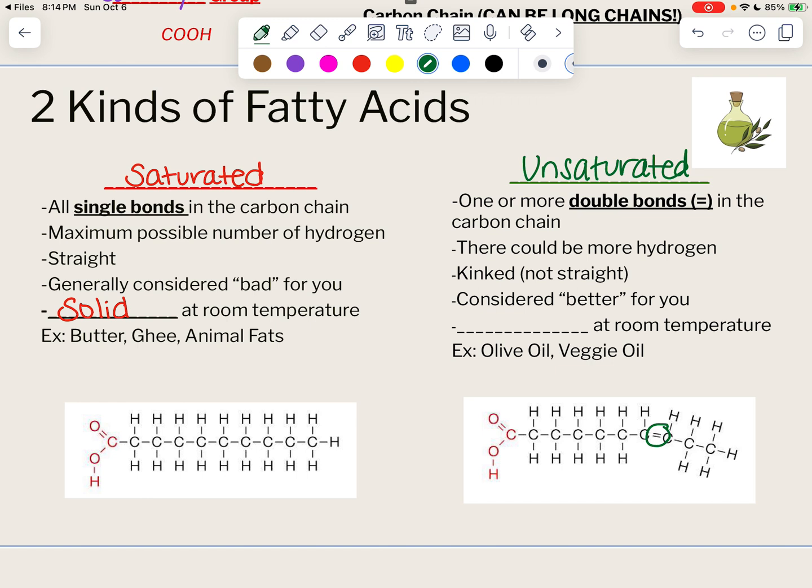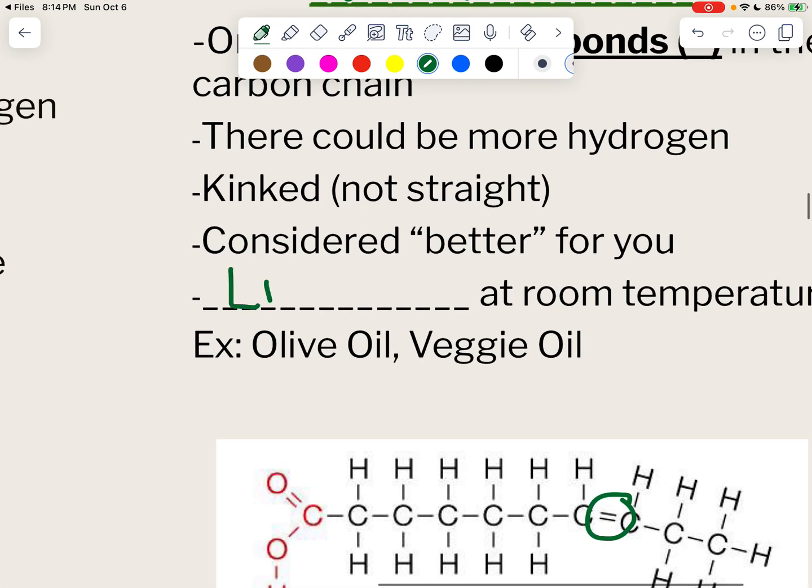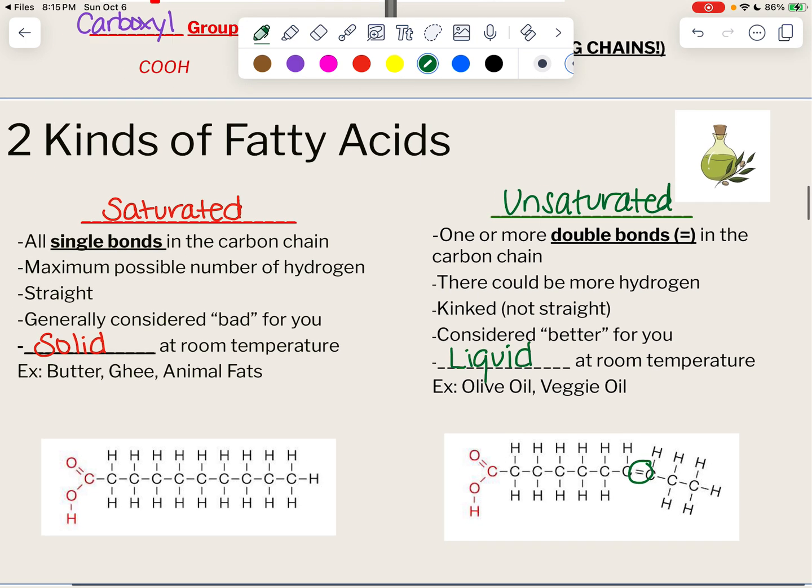They're not straight and they're considered better for you, probably because since they have that little kink in them, they don't stack as well as the saturated fats in the arteries and veins. So you see a little bit more blood flow with unsaturated fats. They are also deemed liquid at room temperature. Okay, these are going to be your plant-based fats and oils. So olive oil, veggie oil, etc.